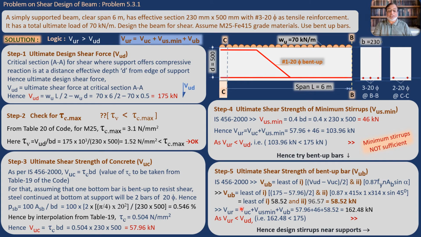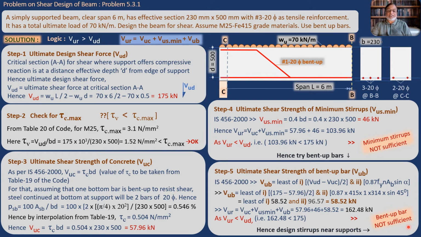Now let us check whether it is sufficient or not. How much do we want? We want 175. VUD is 175 and we have got only 162.48. It is still less than 175. So we see here that VUR, which was this 162, is still less than VUD, and the conclusion of this step is that the bent up bar is also not sufficient. Minimum shears were not sufficient, so we went for bent up bars. We calculated and we find now that bent up bars are also not sufficient.